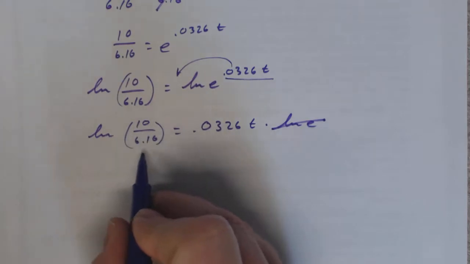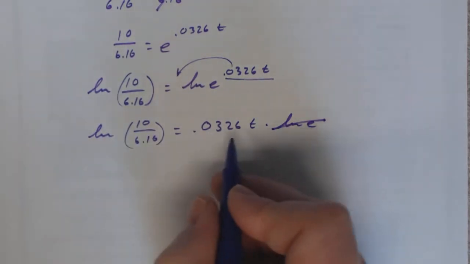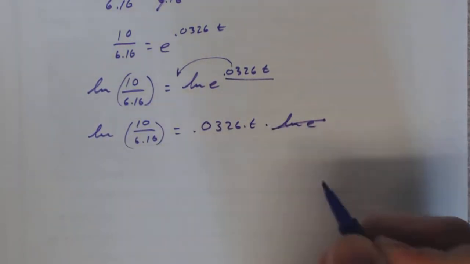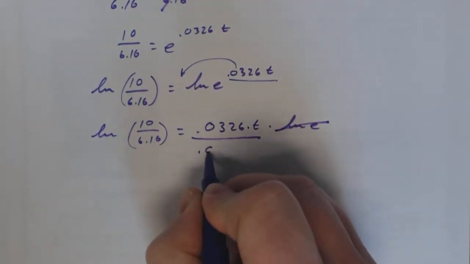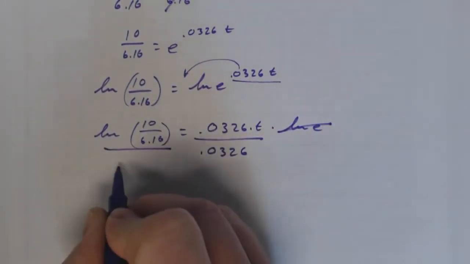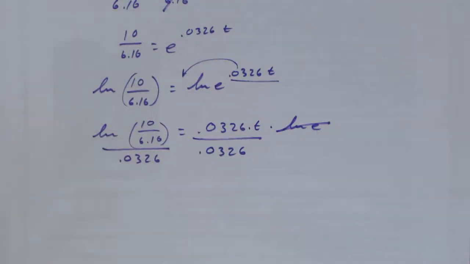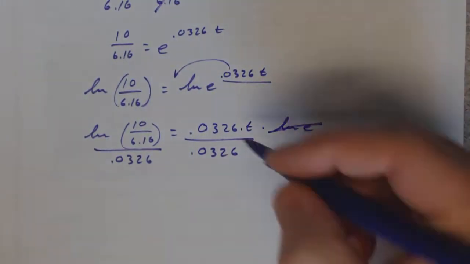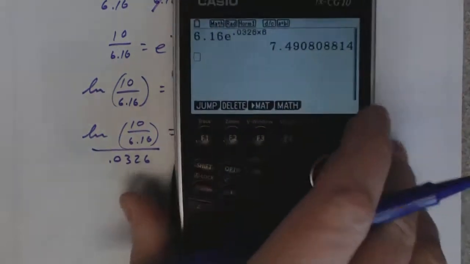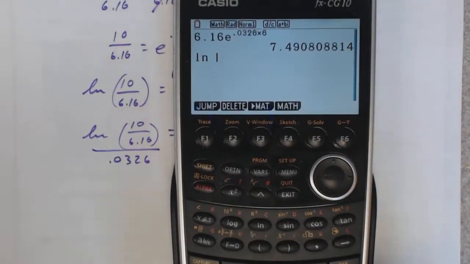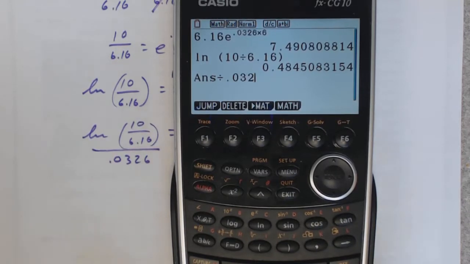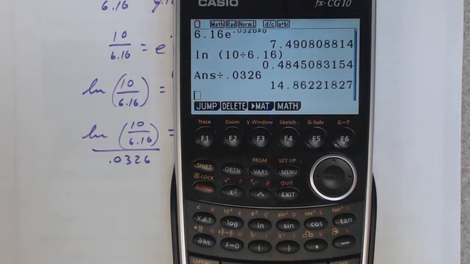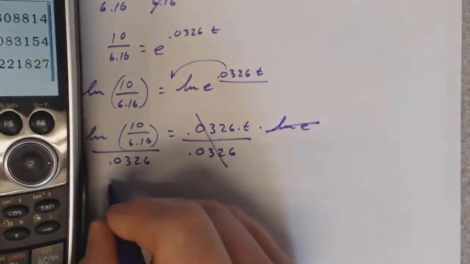Now this is just a number, natural log of 10 over 6.16, and you've got t here by itself being multiplied, so to undo that we divide by 0.0326. That will give me my time. So natural log of 10 divided by 6.16, I'm going to divide that by 0.0326. That's 14.86.